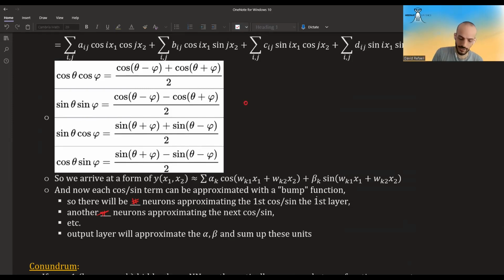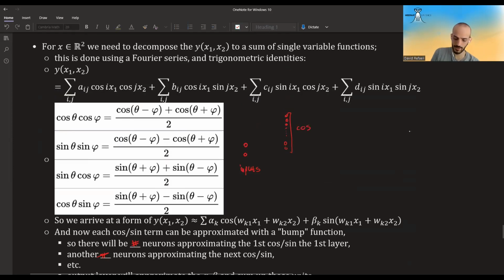So the architecture is we have, in this case, 2 inputs, and then we have to create tons of neurons just to approximate the first cosine using bump functions. But this is just for the first cosine, and then we have to do the same for the second cosine, the same for the sine, etc. So you will need a lot of neurons in this one hidden layer just to create all these functions, and then you combine them together in the output layer.